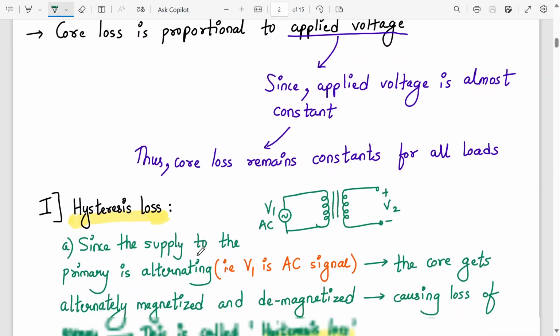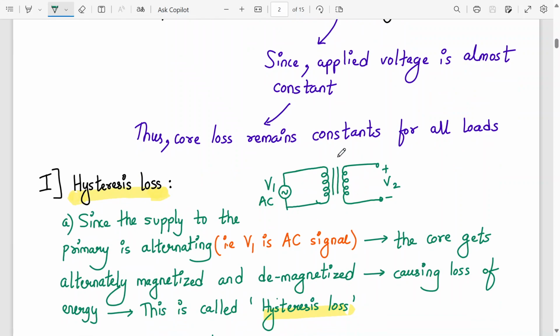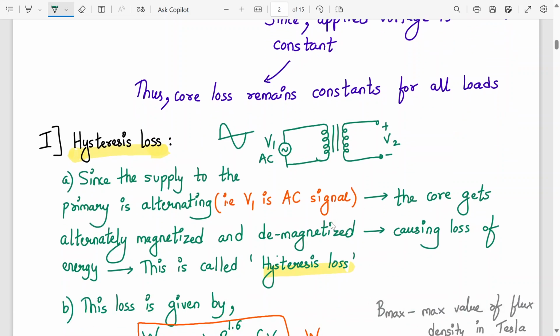Yeah, students. Okay. Now concentrate on this symbol of my transformer. Since the supply to the primary is alternating, your V1 is an AC voltage. So the core gets alternately magnetized and demagnetized. Yes or no? Because there's an iron core, a magnetic core inside. Whenever we apply a sinusoidal signal, it goes positive and goes negative. Whenever it goes positive, the core gets magnetized, and whenever the AC signal goes negative, it gets demagnetized, causing the loss of energy. This is called hysteresis loss. Understood?